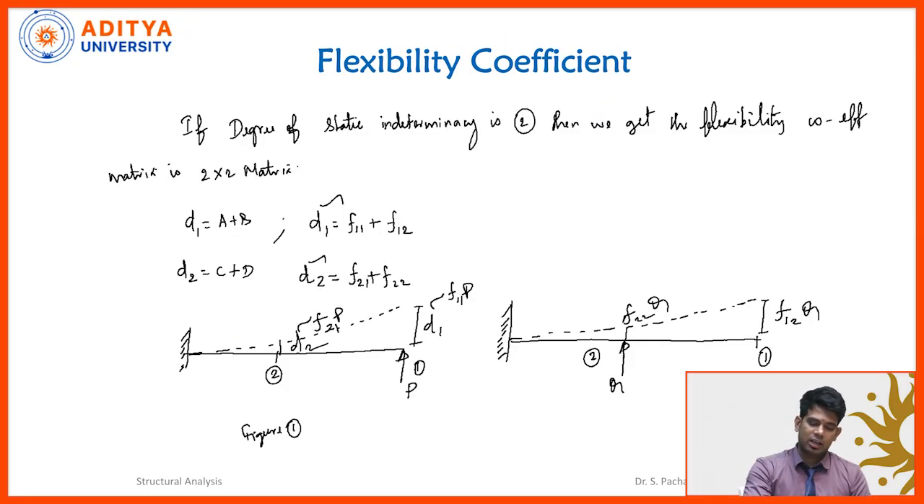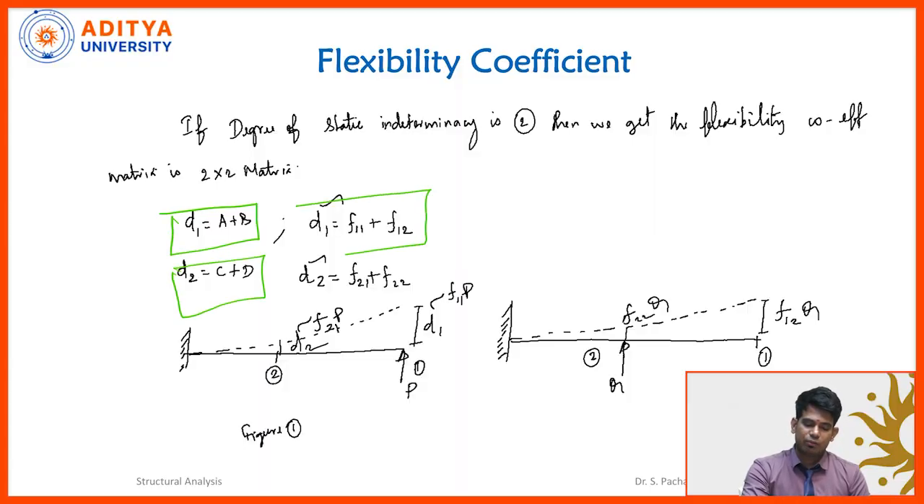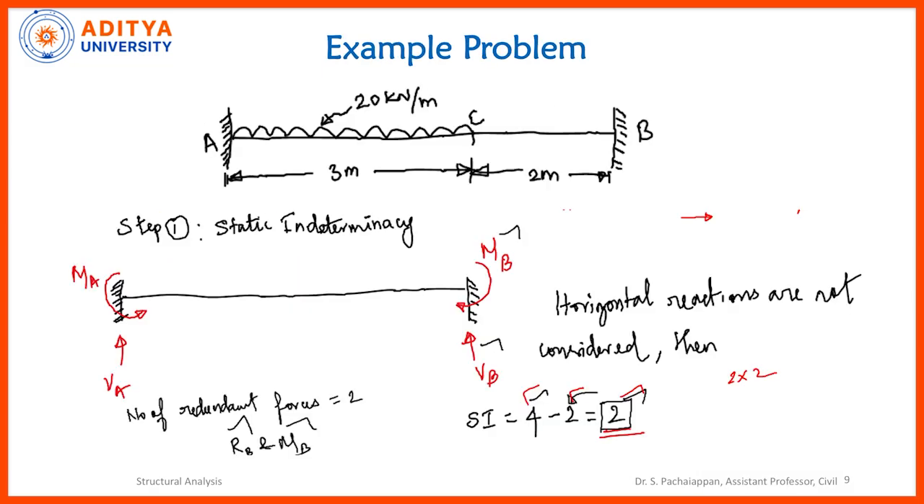Here I have also clearly written what D1 is and what D2 is. D1 is nothing but F11 plus F12, and D2 is nothing but F21 plus F22. Which is multiplied with the force value P. P is a force here, and we are multiplying with the displacement coordinate. Now, that is what the flexibility coefficients are about.